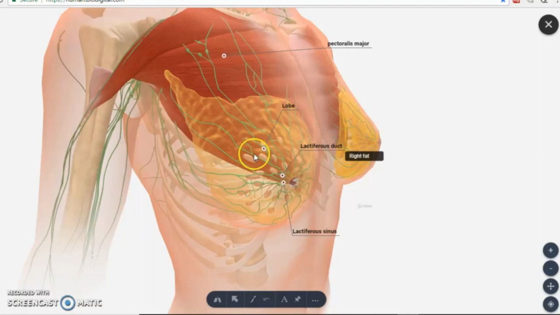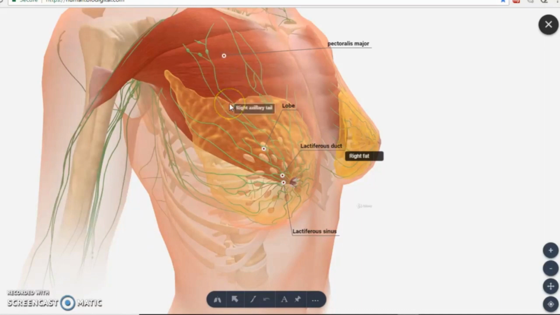If you look at the internal features, you can make out some lobes present in the mammary gland. These lobes give out their secretion into a duct-like formation which we call the lactiferous duct. This lactiferous duct finally terminates into a dilated part which we call the lactiferous sinus, and this sinus later ends in the nipple region to pour the secretion out. So this is about the internal features of the mammary gland.